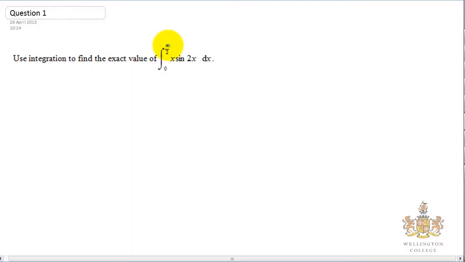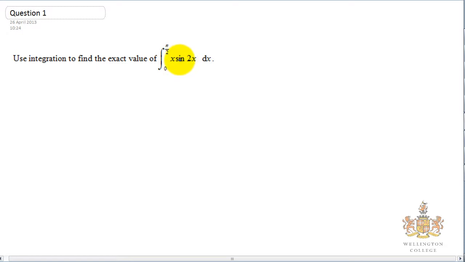Right, in the first question here, you have got x times sine 2x. You've got something times something else. And generally, that means you are probably going to use integration by parts. The first thing you need to check is that you don't have a function where the inside function differentiates to give you the outside function when you multiply by it, and you don't here. 2x doesn't differentiate to give you x, so it's not going to be a reverse chain rule. So this must be parts.